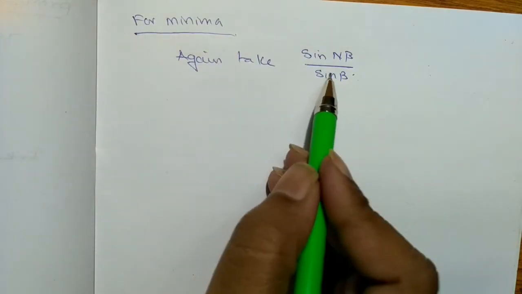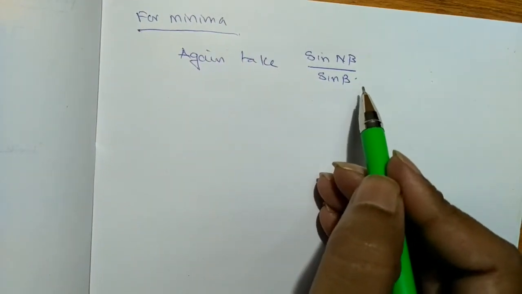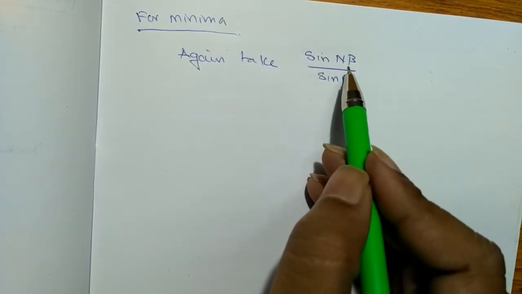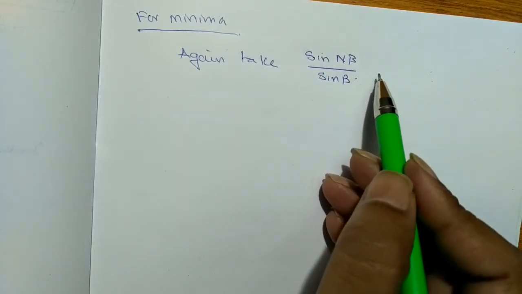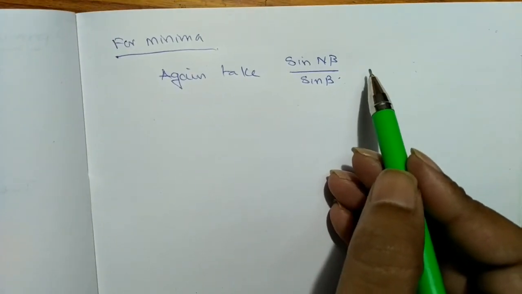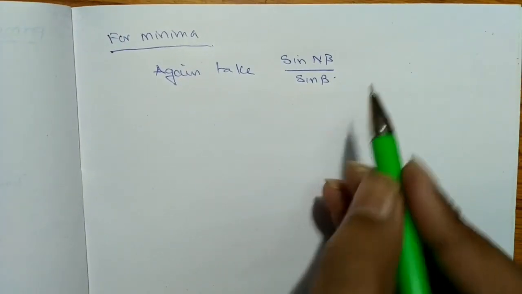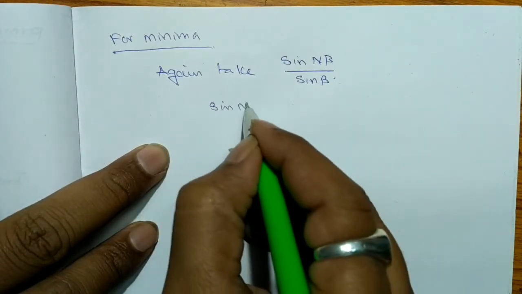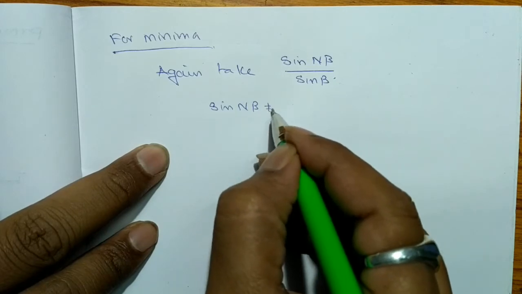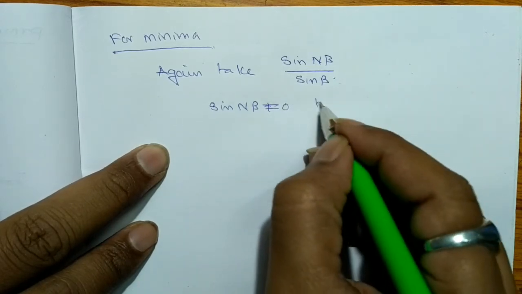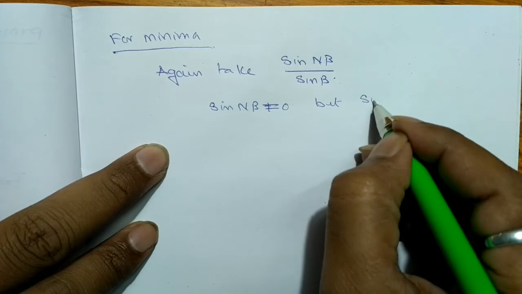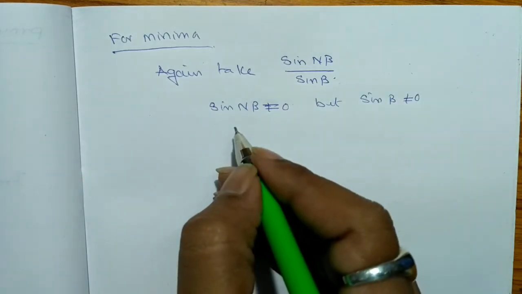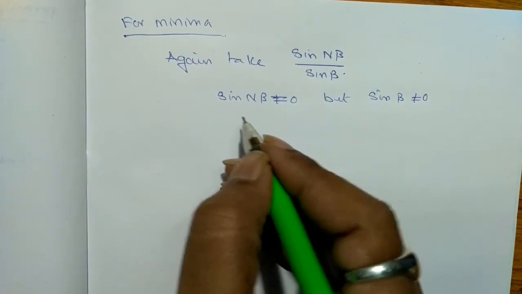For minima, again take sin n beta by sin beta. Here the resultant should be minima. That means when the numerator becomes 0, then the resultant will be minima. So the condition is sin n beta equals 0, but the denominator sin beta is not equal to 0. Sin beta should not equal 0.